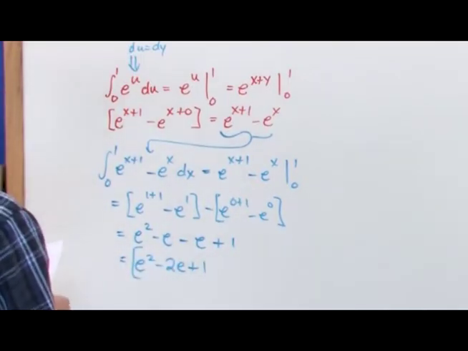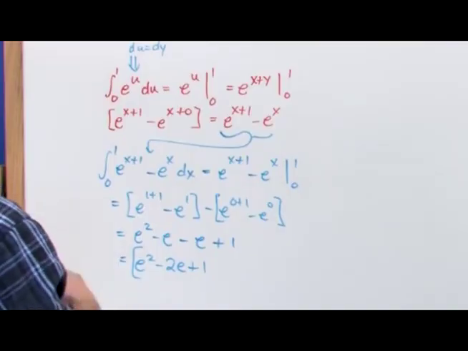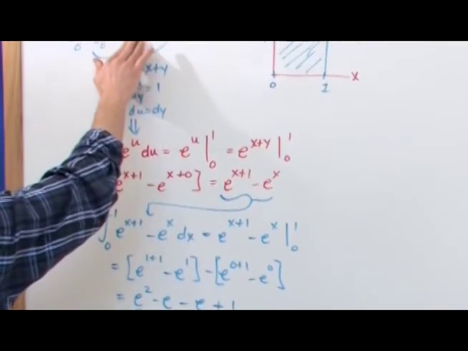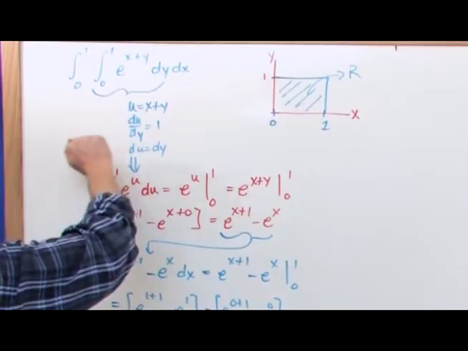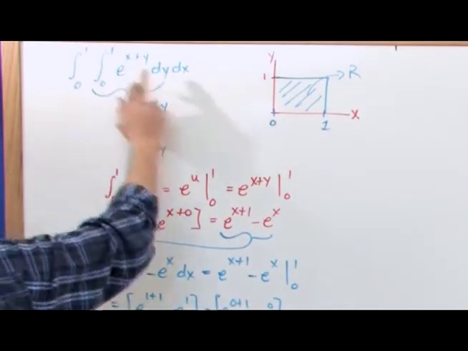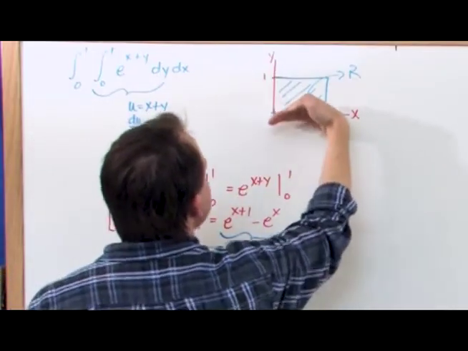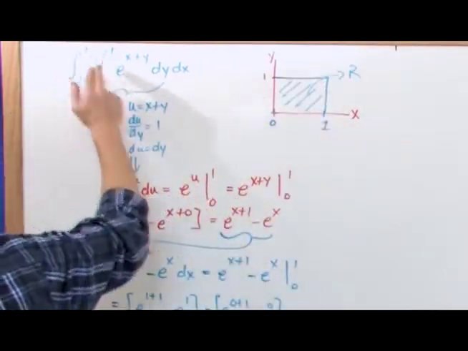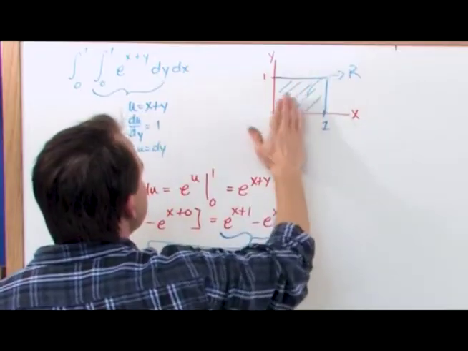E squared minus 2e plus 1. That is the answer to the double integral. So I had a function of two variables. I defined a region in the xy plane given by the limits of integration here. I integrated along y first from this line here up to this line, and then I integrated along x from this line to this line. That defined a region R.